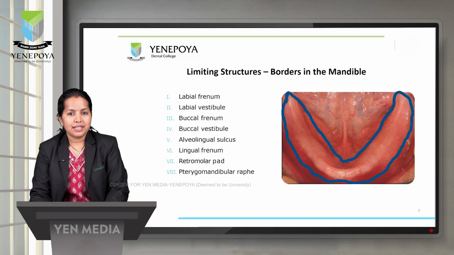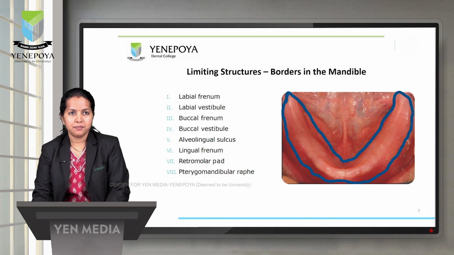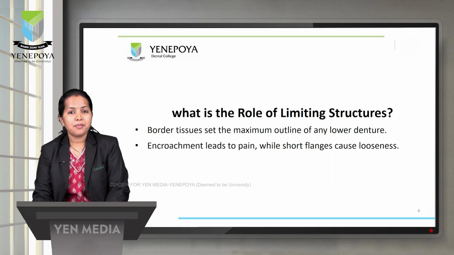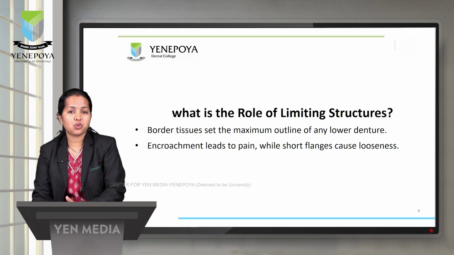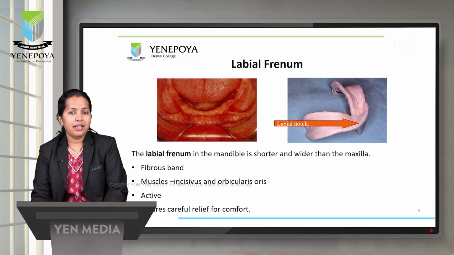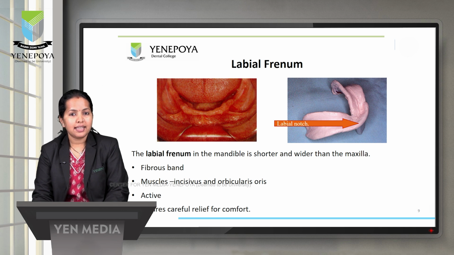So what are these limiting structures? They form the borders in the mandible. This includes labial frenum, labial vestibule, buccal frenum, buccal vestibule, alveolingual sulcus, lingual frenum, retromolar pad and pterygomandibular raphe. What is the role of these limiting structures? They border the tissues and set the maximum outline of any lower denture. Encroachment in this region leads to pain, and if the flanges are short, it causes a loose denture.